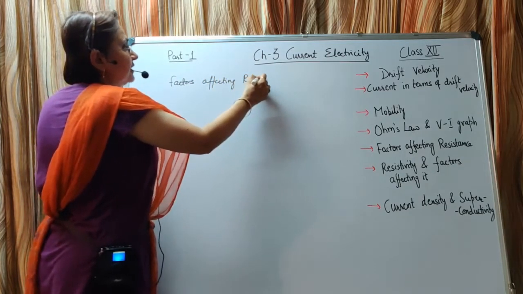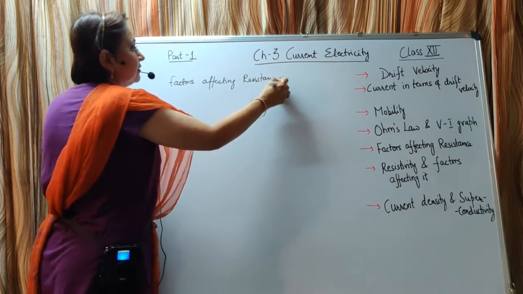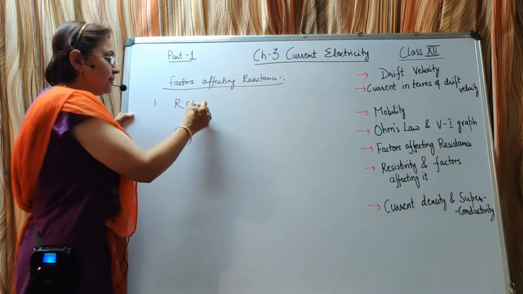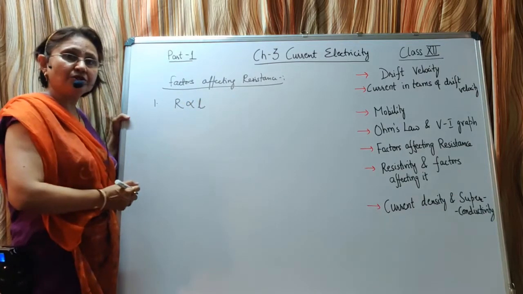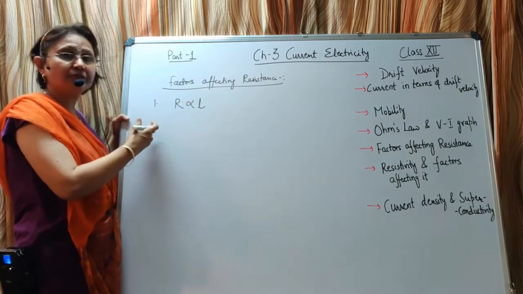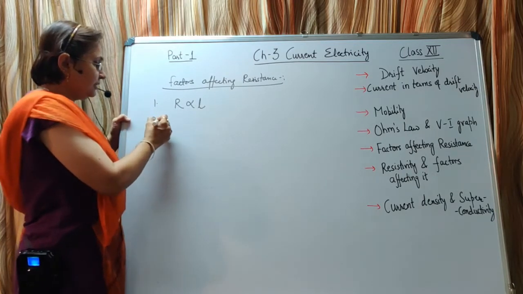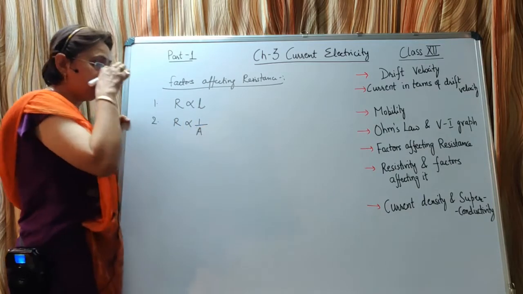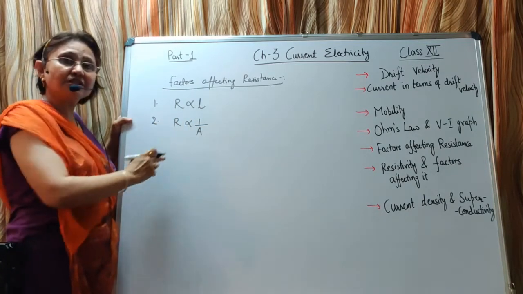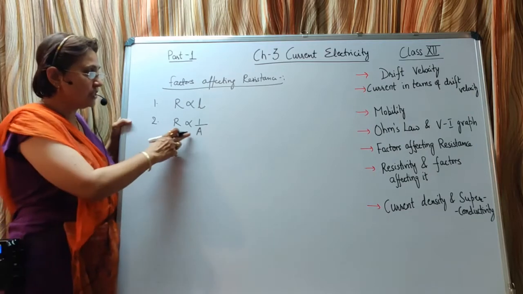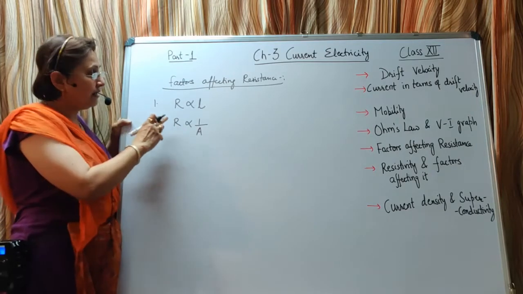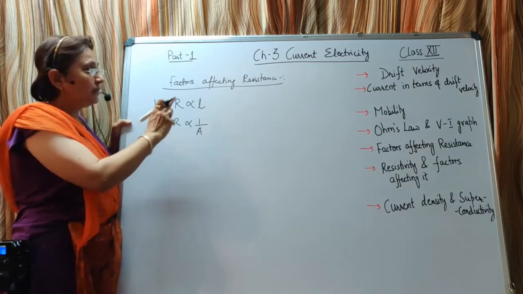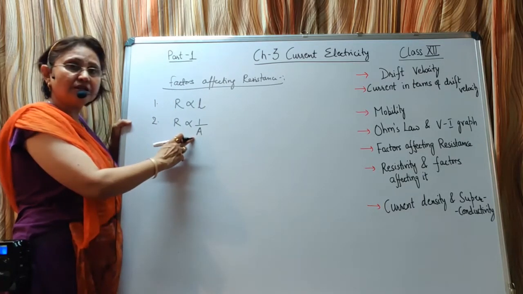The first factor is the length of a wire. How does the resistance depend upon length? It is directly proportional to the length of the wire. That is, the more the length of the wire, the more will be its resistance. The second factor on which it depends is cross-sectional area. Resistance is inversely proportional to cross-sectional area. So the thicker the wire, the less will be its resistance. So for a given conductor, it depends upon length and cross-sectional area.